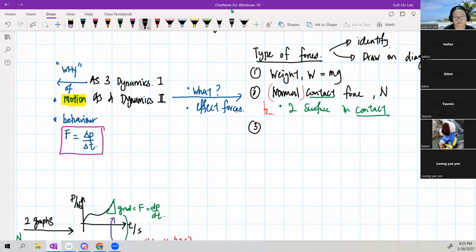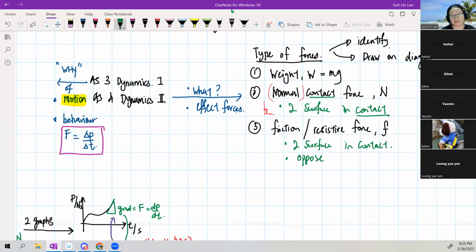Number 3, when 2 surfaces are touching, definitely you expect some form of friction or resistive forces. So normally we'll give it small f or a fancy looking f, but it can be any other symbol. Read the question. Okay, so this one, we need two surfaces in contact, but also the second thing is that it will oppose motion. So if the object is sliding to the left, friction is going to act to the right. Okay, and then so basically, let me draw it for you.